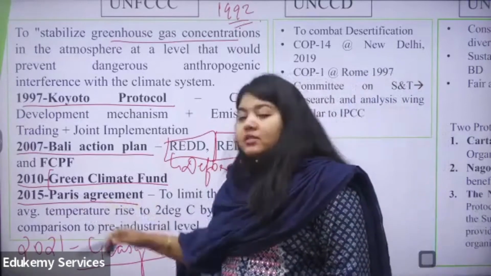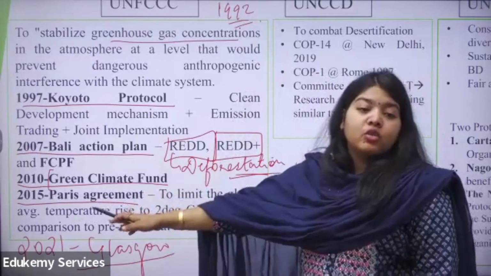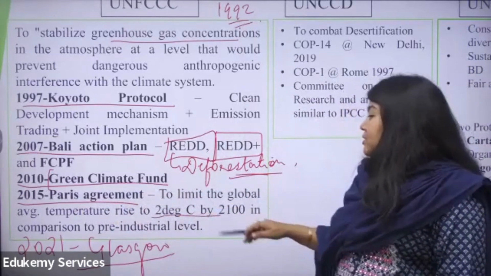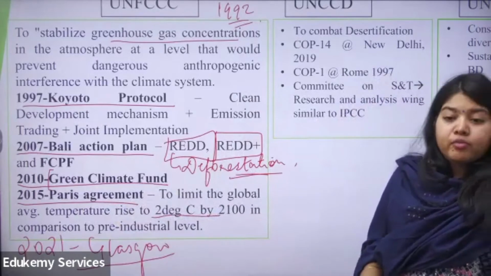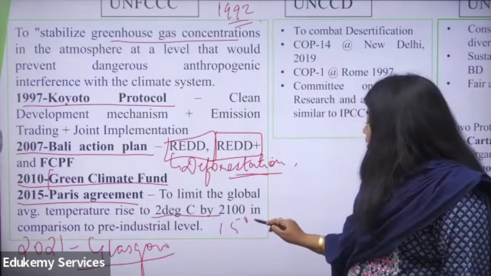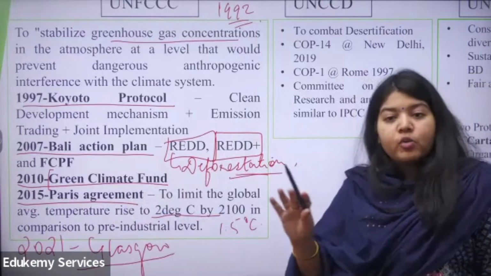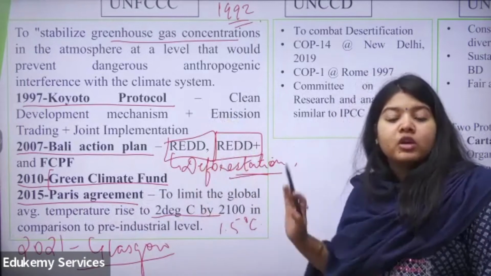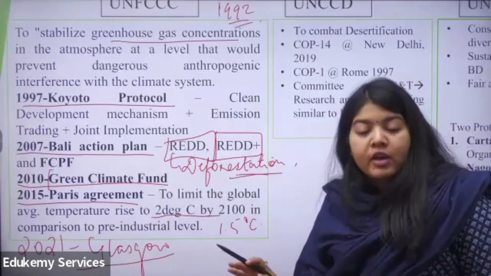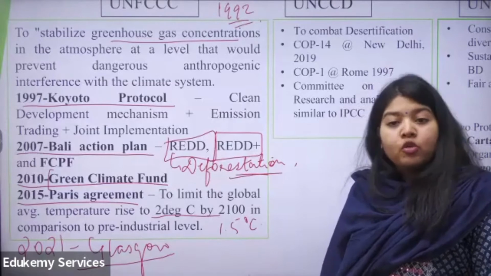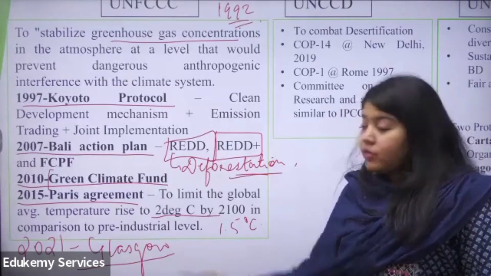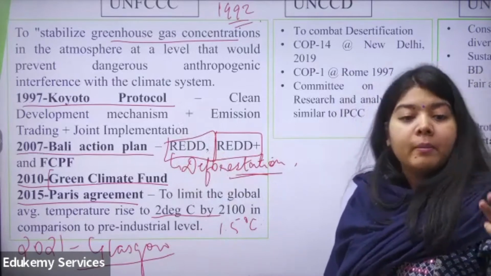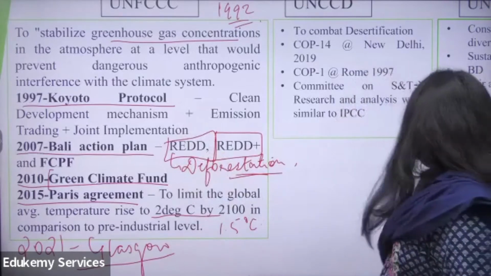Then of course in the Paris Agreement, it was agreed that we need to limit the average temperature rise to a maximum of 2 degrees Celsius by 2100, if possible 1.5 degrees Celsius. We have done a quick revision of UNFCCC. These are the protocols you need to remember. Do not even think of trying to memorize all the protocols. You will be able to find the answer by elimination if you remember these 5: Kyoto, Bali, Green Climate Fund, Paris Agreement, Glasgow.